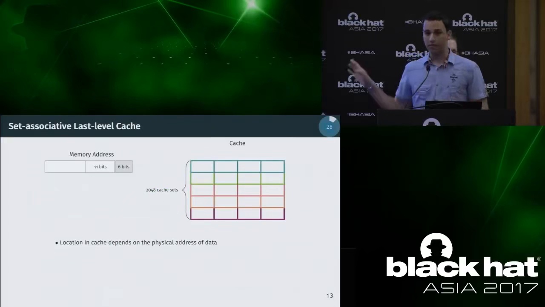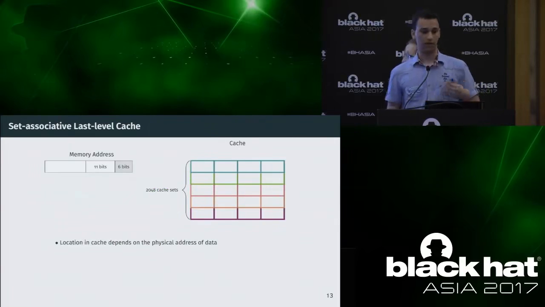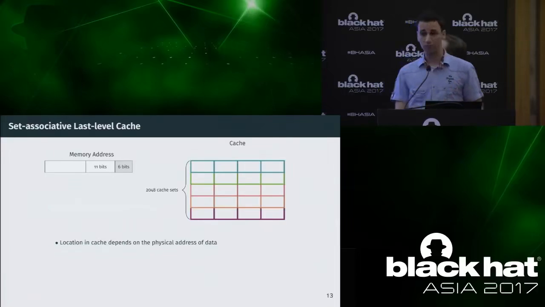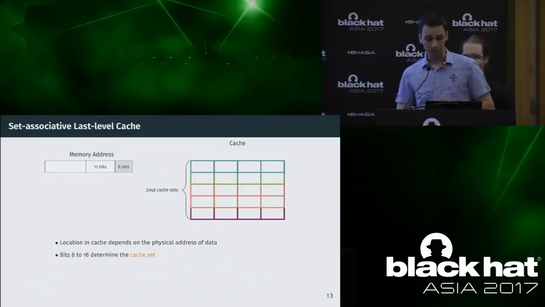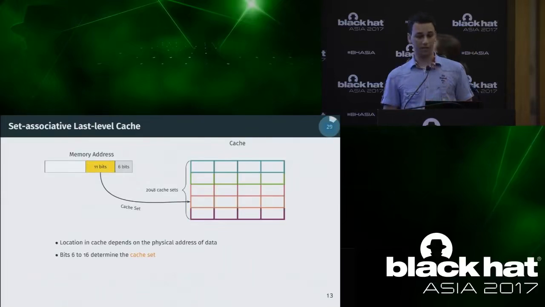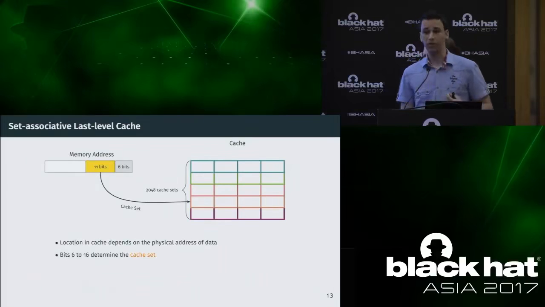So if we look at the details of how data is actually stored in the cache, we have to look at the physical address of our memory location. We take the address of the data, and we have this physical address with a lot of bits in it. We ignore the least significant 6 bits. They're not used for the cache position. Then we have 11 bits in the physical address, bits 6 to 16, and that determines the cache set.